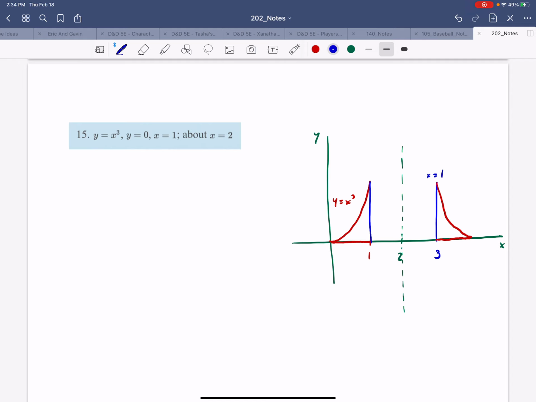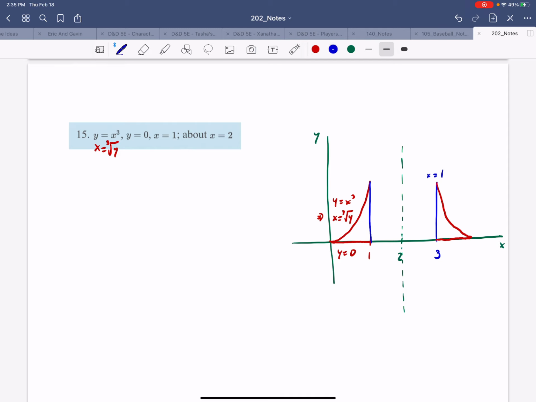Now, just to note, we're rotating it about x equals 2, so actually we're going to be integrating with respect to y, right? So maybe I should write this as x equals the cube root of y. All right. And the other curve here is, of course, y equals 0.